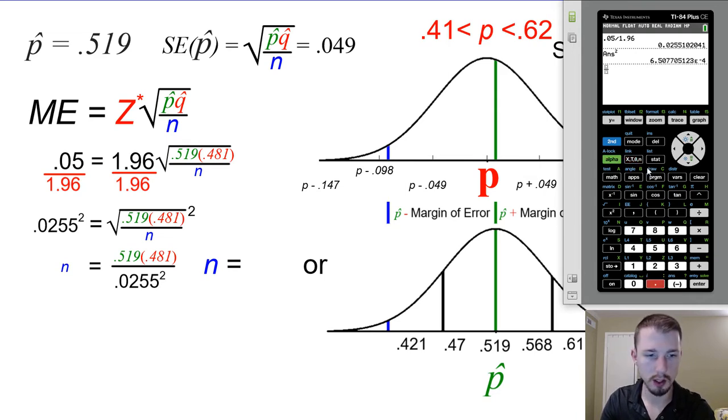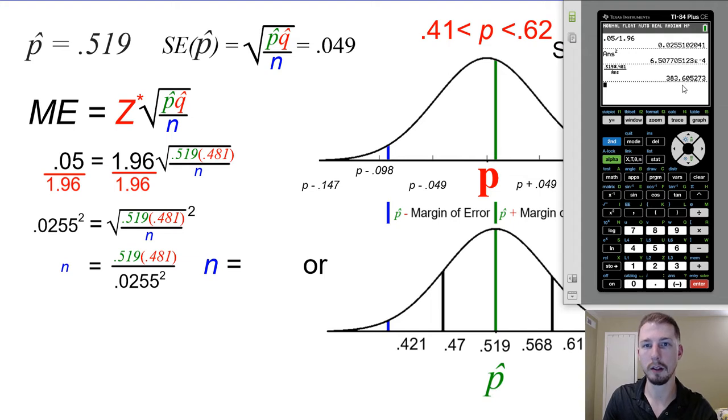And the numerator, we're going to do 0.519 times 0.481. Okay, and then the denominator, I'm going to put this answer here. So I'm going to do second a and s right down here, and that's going to put the previous answer in the denominator. All right, so that's going to tell me my sample size, which means I'm going to need a sample of at least 384 fans.